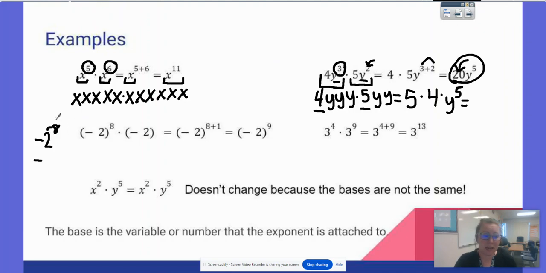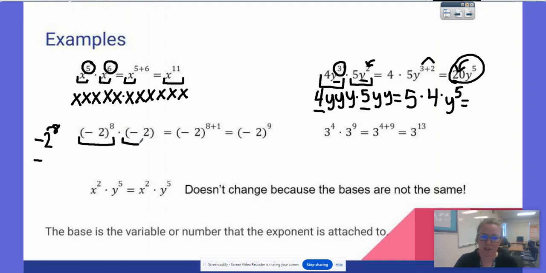Instead, we want an actual -2 8 times. So -2, -2, -2, -2, -2, -2, -2, -2, 8 times. That's what that very first term means. So -2 to the power of 8 means we have that number -2 multiplied together 8 times.